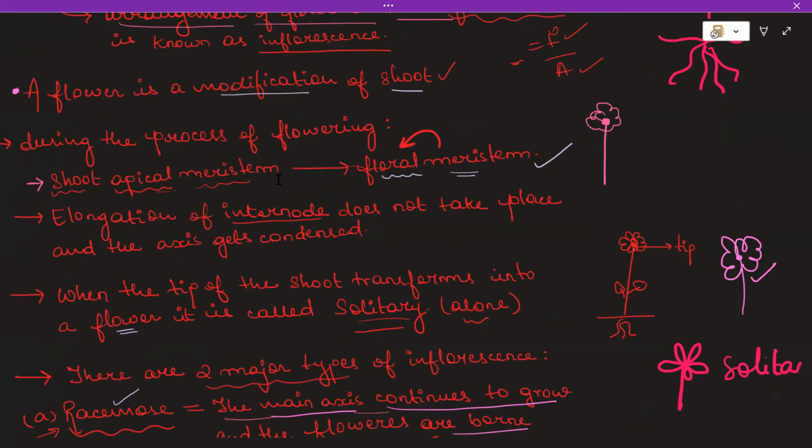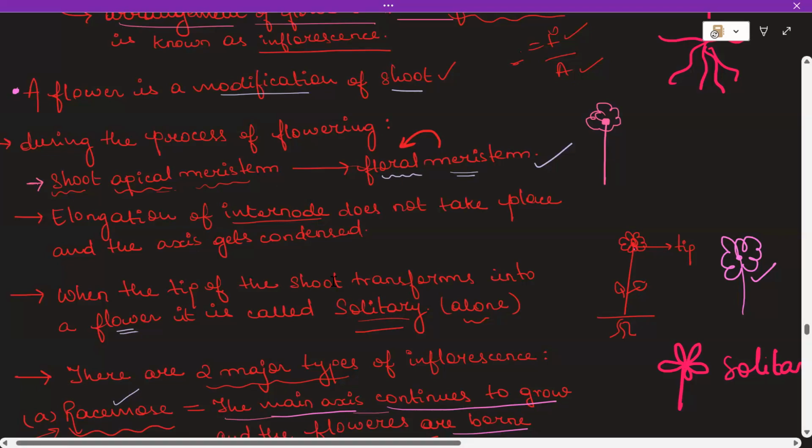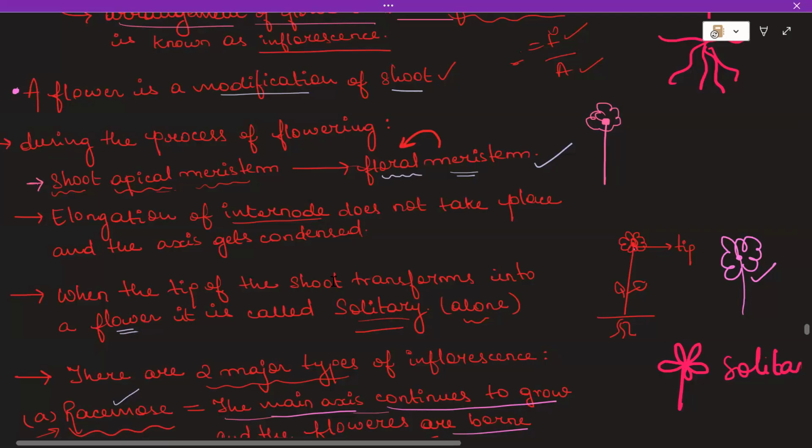So from the shoot apical meristem, we get the floral meristem. Then elongation of the internode does not take place and the axis is going to get condensed during the flowering process. Now, when the tip of the shoot transforms into a flower, we call it solitary. Just the tip directly becoming a flower. So we call it a solitary inflorescence.